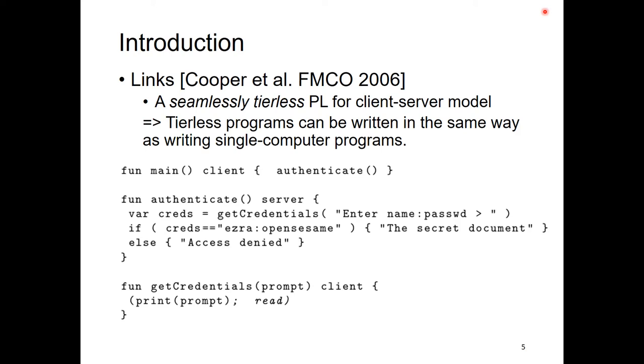An advantage of the seamlessly tierless programming language is this. If you look at this example program written in Lynx, you know that the tierless program can be written exactly in the same way as writing single computer programs. The only difference is specifying the location of a function. Here, client means that main is a client function that must run at the client. Here, server means that authenticate is a server function that must run at the server.